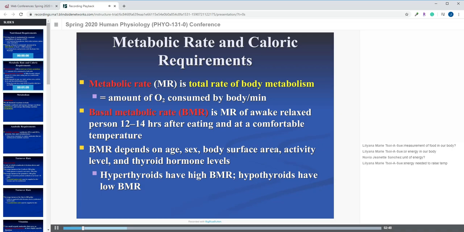So hyperthyroids, those are individuals whose thyroid glands cause over secretion of the thyroid hormones. They will have high basal metabolic rate, whereas individuals whose thyroid under secretes the hormones, then those individuals will have low basal metabolic rate.